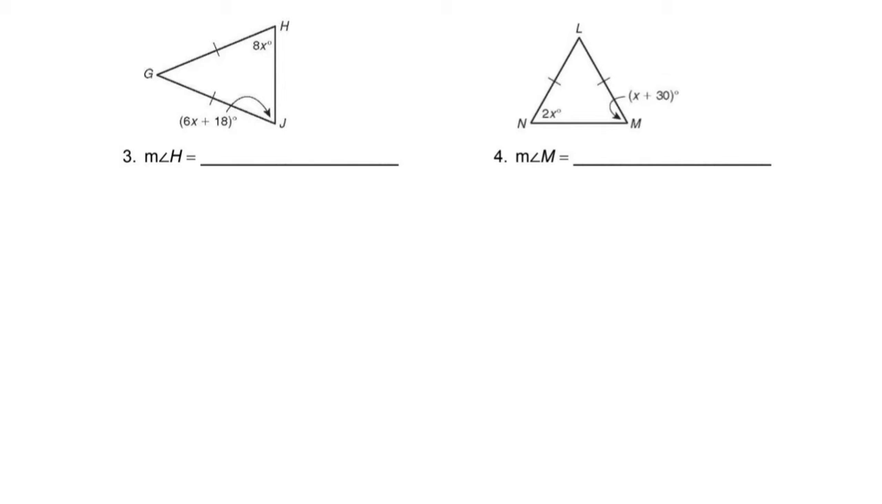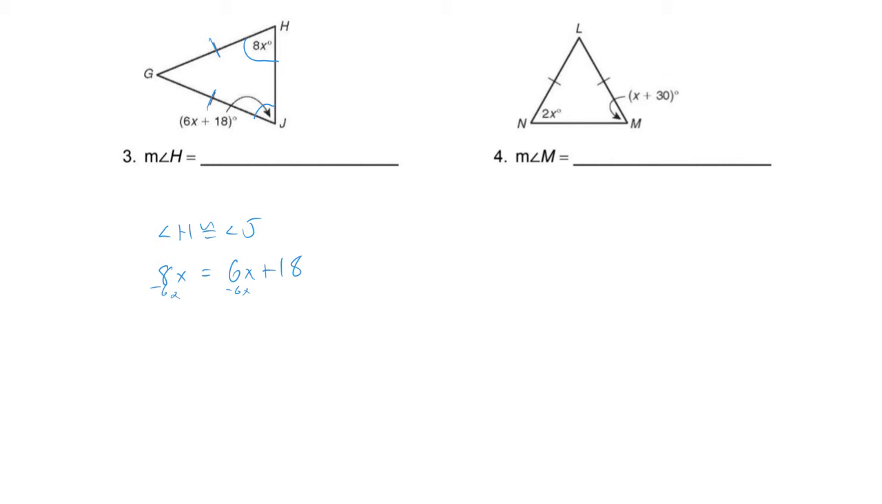Now we can keep using the facts. Again, we know that the opposite angles of these congruent sides are congruent, so angle H is congruent to angle J. Let's write their formulas, or what we're told they're equal to, so that we can solve for x and then solve for these angle measures. H is 8x. J is 6x plus 18. We're going to set them equal to each other because we know they're congruent.